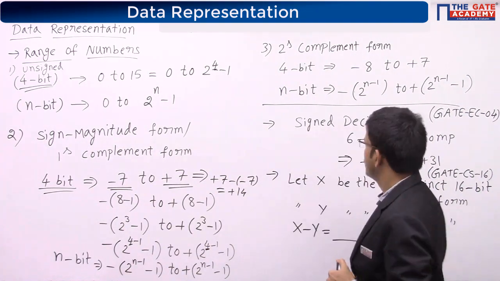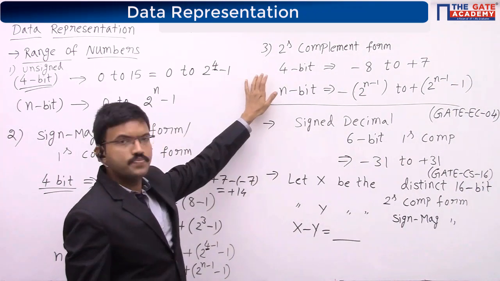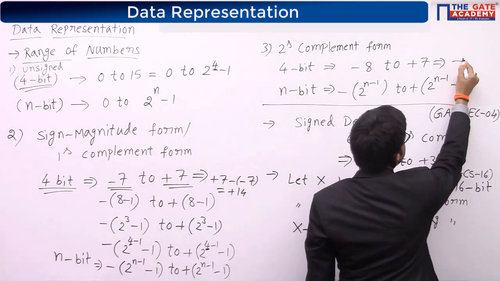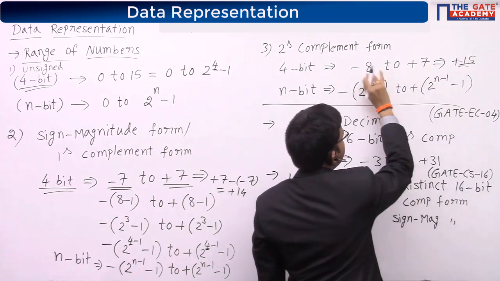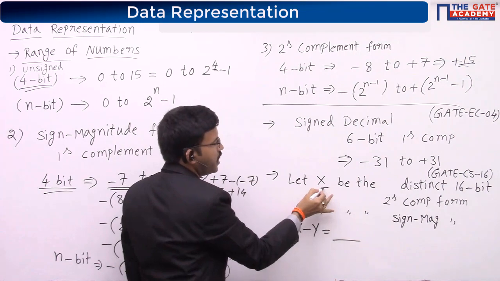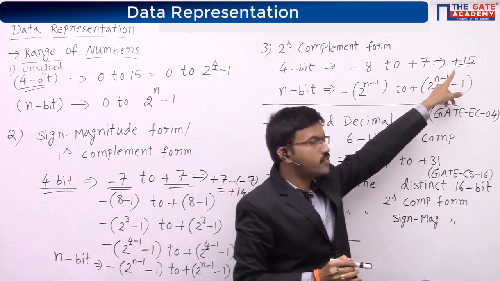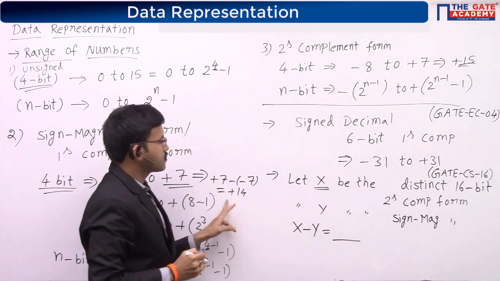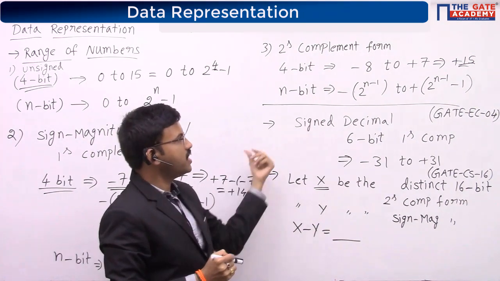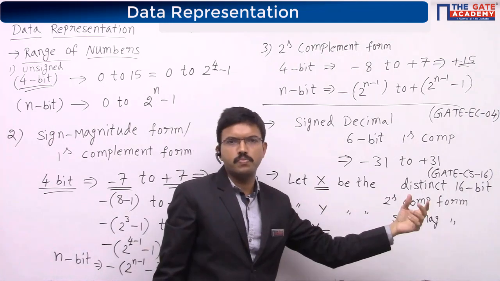Similarly here, for 2's complement form, we are having minus 8 to plus 7. So from here you get plus 7 minus of minus 8, that is plus 15. In this question he has mentioned x is the number of distinct integers in 2's complement form. Here you assume this is 15. And this 14 is nothing but y. Suppose I am considering the 4-bit case. So x minus y is what? 15 minus 14 is 1. The same answer you will get for any number of bits.